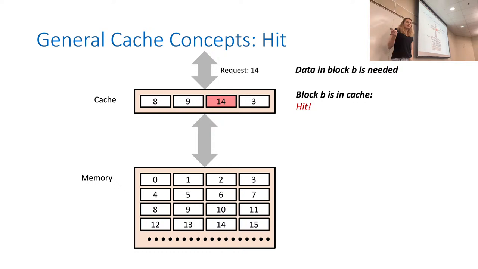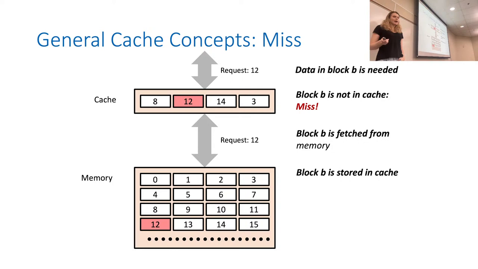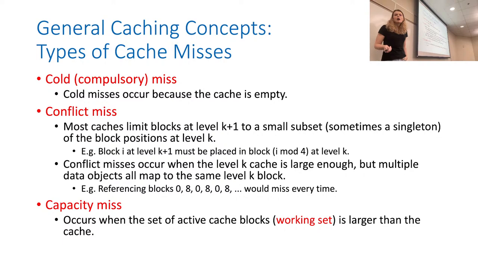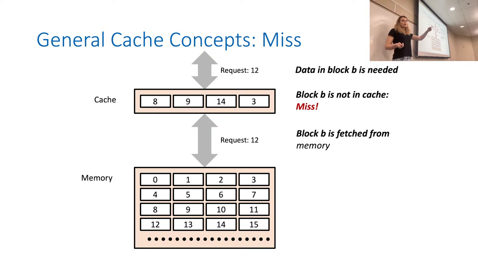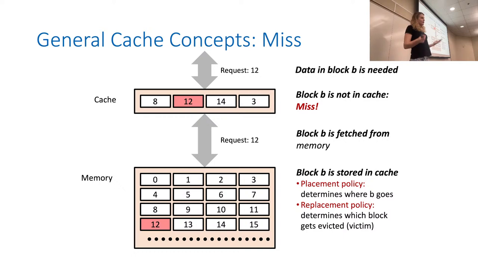If there's a miss, data asks for block 12. Block 12 is not in the cache, so we have to go down to memory, fetch it, and then put it in the cache. The way it typically works is that if you make a cache miss, the cache doesn't actually send the data to the CPU. What it does is it sees that the cache miss happened, so it goes to main memory, fetches the data it wanted, puts it into the cache, and then the CPU makes the request again, but this time the data the CPU wants is actually going to be in the cache and you're going to get a cache hit and move on.